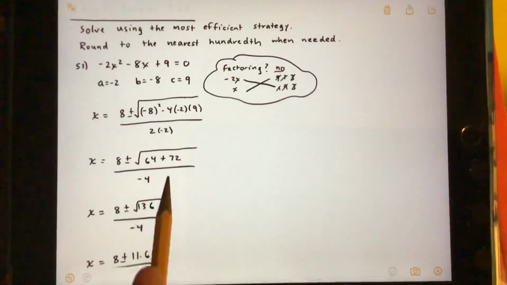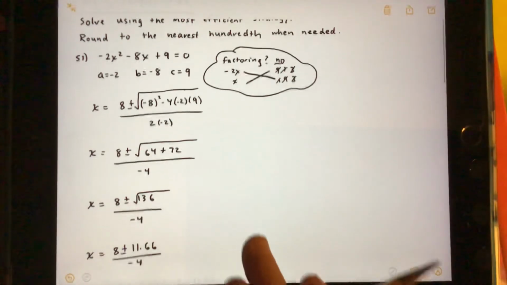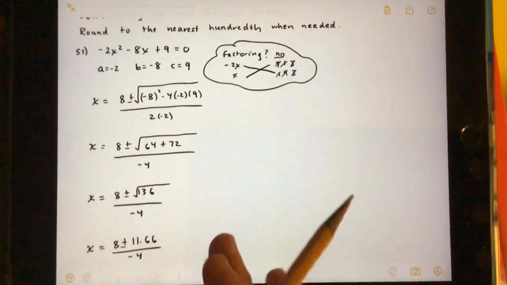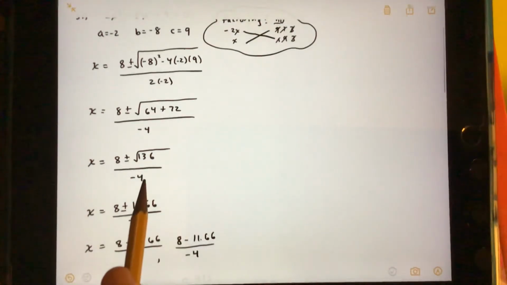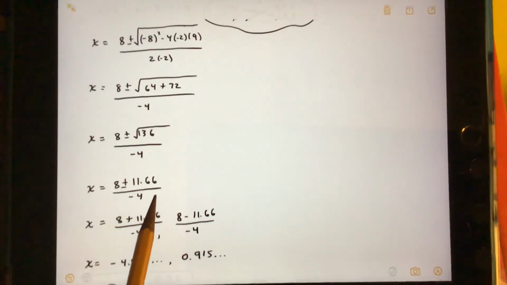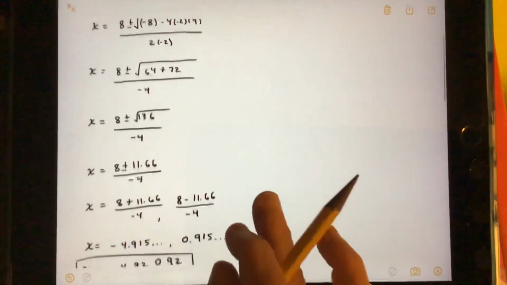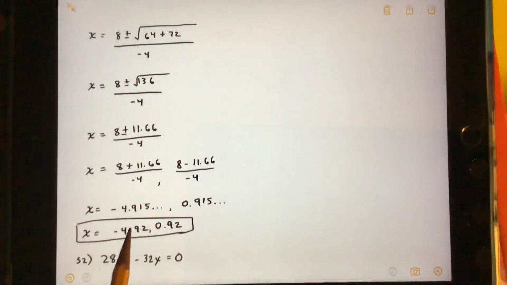All right, so once we add 64 plus 72, we have 136 in the radical. We keep the 8 and the negative 4 outside of the radical where we see them originally. And then we're going to continue with taking the square root of 136 if we want at this point, and rounding to the hundredths place. Again, we're losing a little bit of accuracy taking the square root at this point and only reporting 2 decimal places, but for what we're doing that will be accurate enough. So we have 8 plus 11.66 divided by negative 4 and 8 minus 11.66 divided by negative 4. And on our calculators, we'll see 3 decimal places. We'll round off to the second decimal place, and that will give us x is equal to negative 4.92 or 0.92.